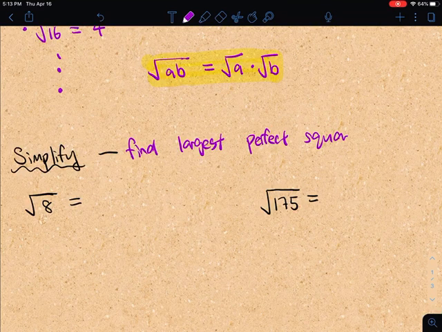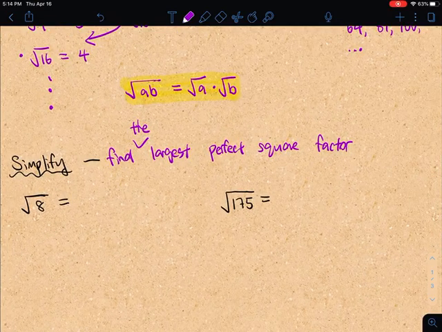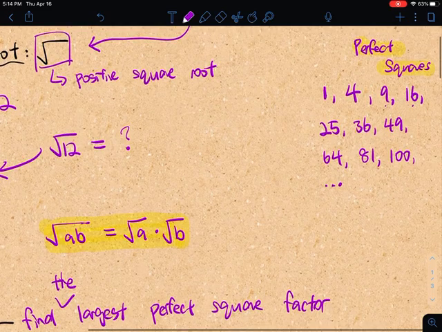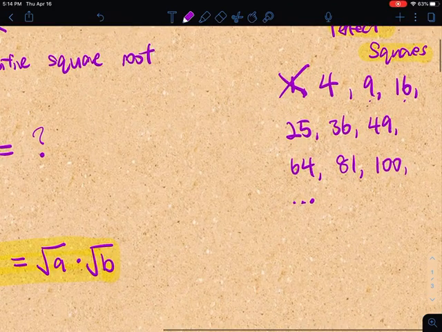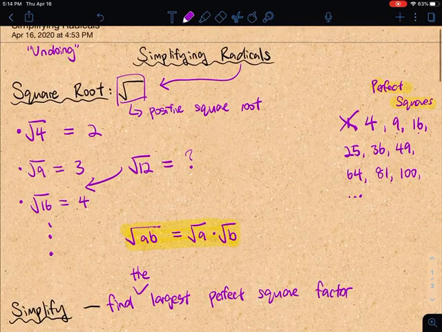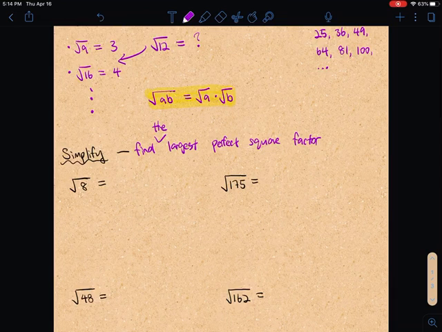the largest perfect square factor. Find the largest perfect square factor. Okay, so what you want to do is go back up to this list, and I guess I shouldn't include 1, and you'll see why in a second. So I want to go back up to this list, and I want to find the largest number that can go into the number that I'm trying to simplify.